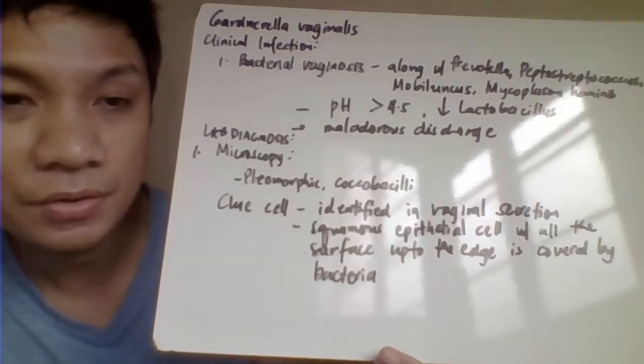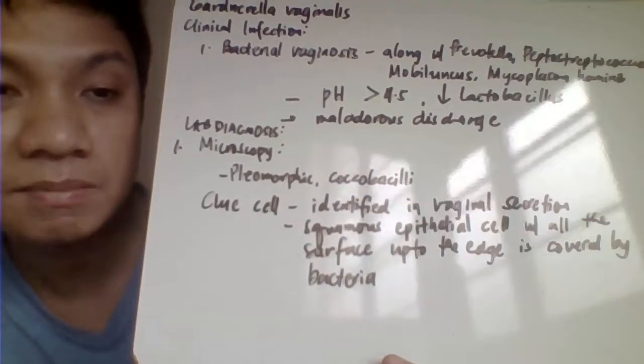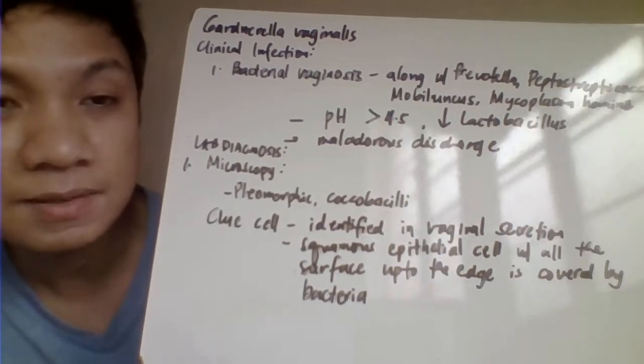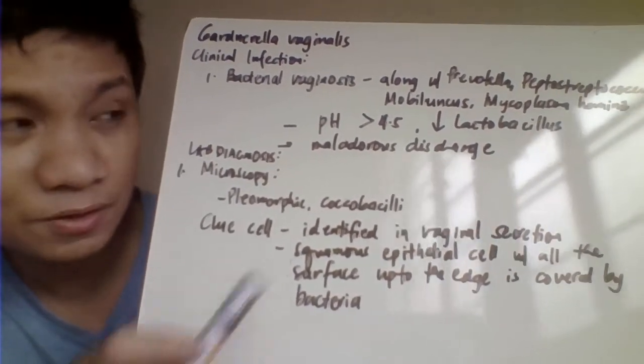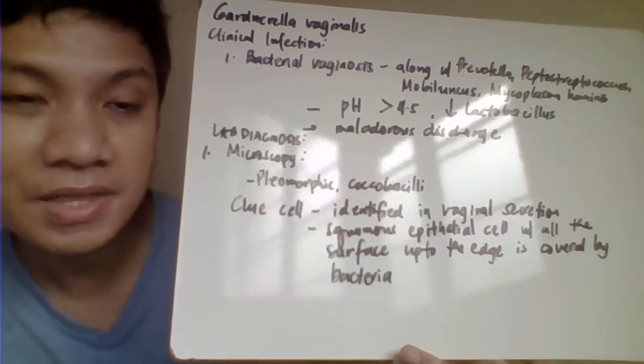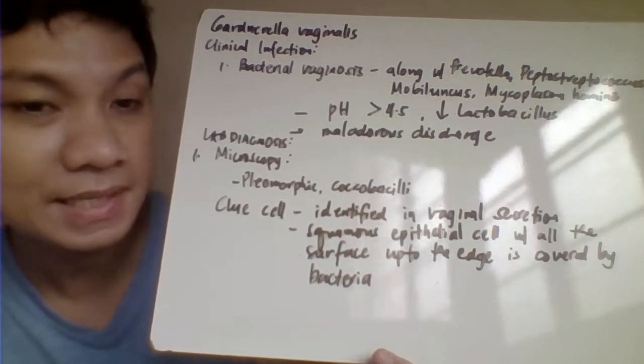Your bacterial vaginosis is also characterized by a decrease in your lactobacillus. So, lactobacillus maintains the normal pH in the vagina. Okay, this is characterized by malodorous discharge. So, the discharge smells very bad. Okay, lab result here. So, gram stain result. This one is pleomorphic, appearing to be coccobacilli.